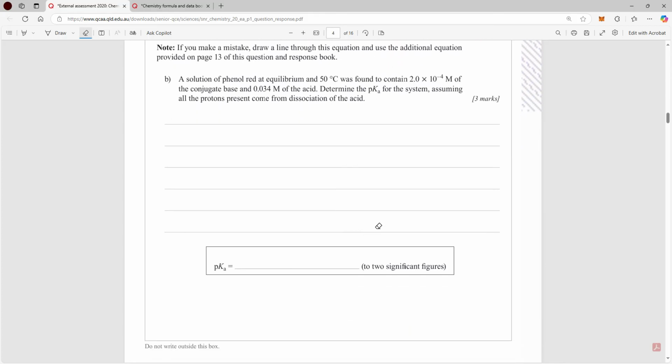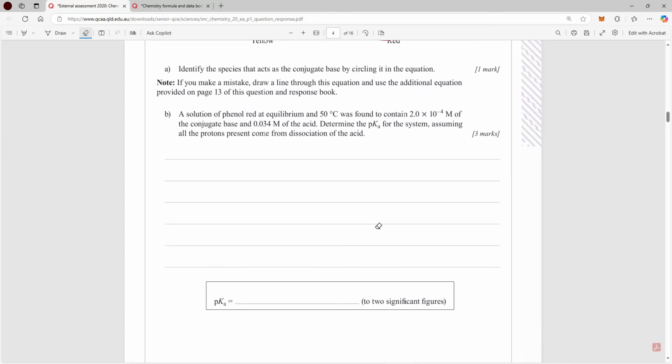Okay, question B. A solution of phenol red at equilibrium and 50 degrees Celsius was found to contain 2.0 times 10 to the negative 4 moles of the conjugate base and 0.03 molar of the acid. Determine the pKa value for the system, assuming that all protons present come from the dissociation of the acid.